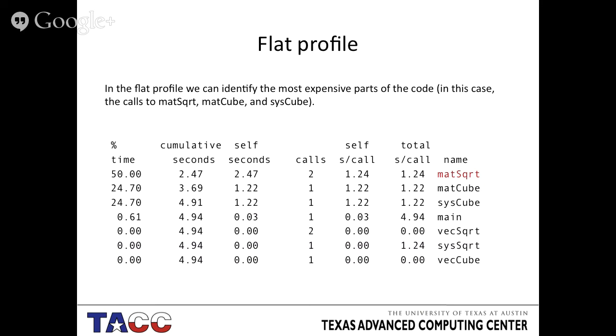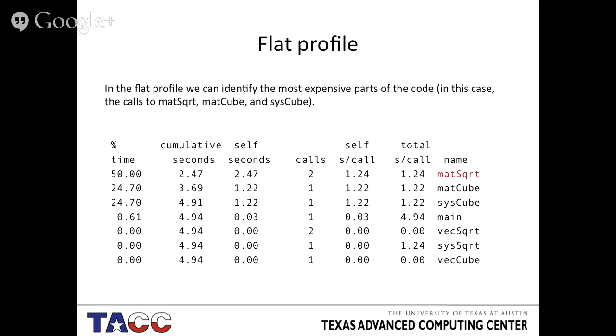And this is the flat profile. As we can see here, we have on the left the percentage of the time spent on each function. We can see how 50% of the time is being spent on mat sqrt, 24.7 and 24.7 in matcube and syscube in this particular sample. And then you have main, which is only taking 0.6% of the time.